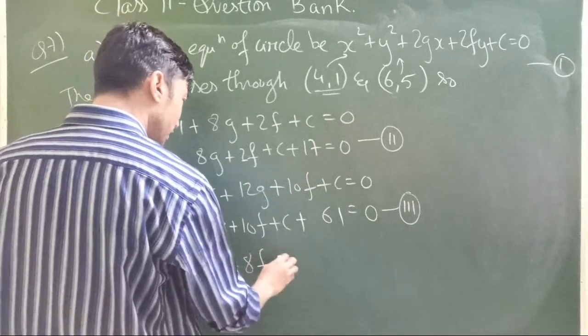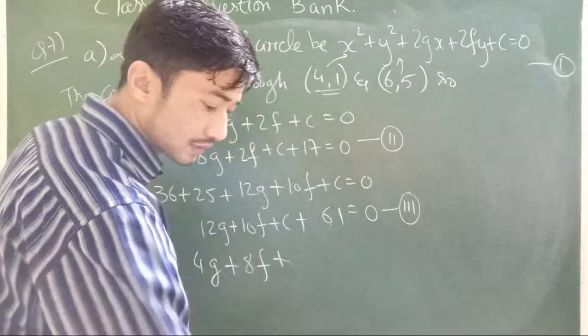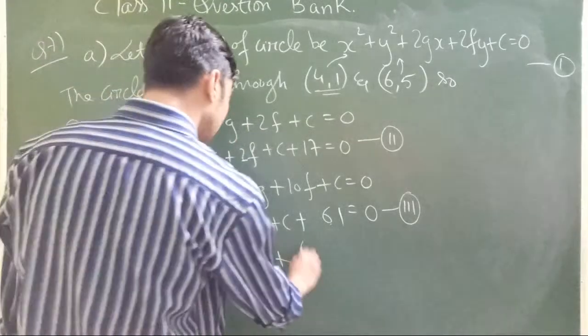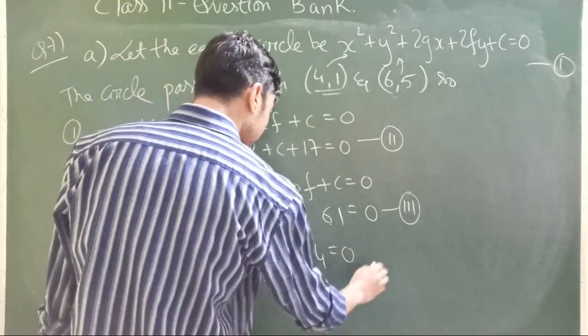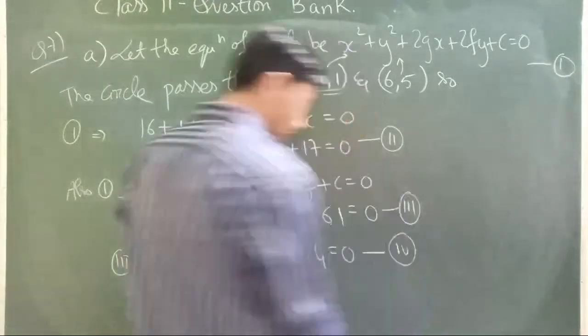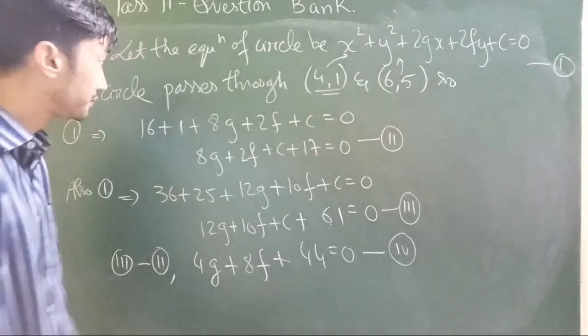We have only now 2 variables left. 61 minus 17, that's going to be 44, is equal to 0. That's going to be equation 4. Alright, done?